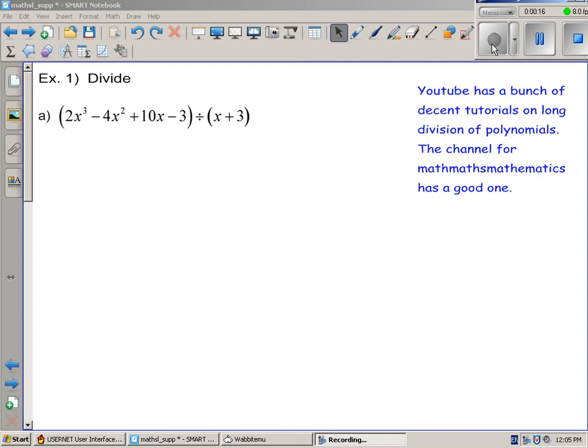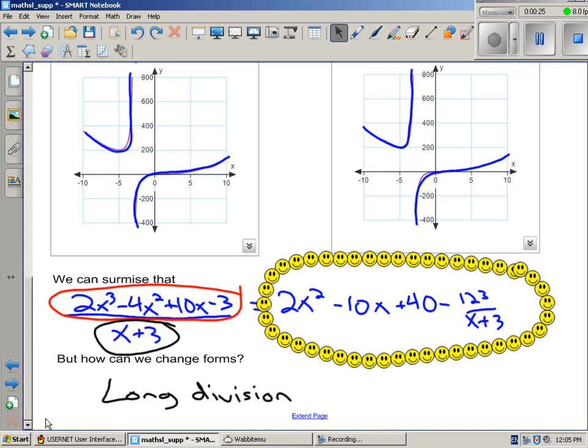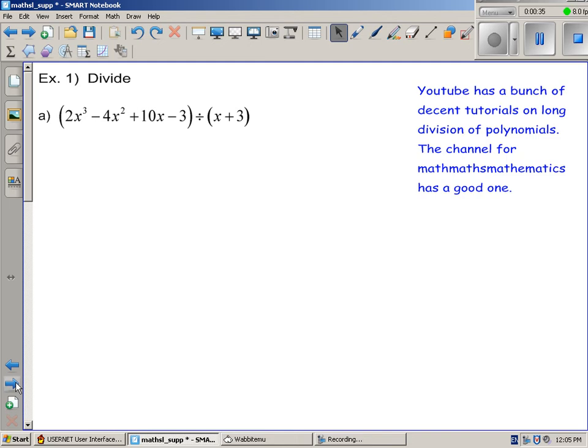Alright, so first thing we're going to do is divide 2x cubed minus 4x squared blah blah blah by x plus 3. That looks familiar. We actually did that on the last slide. That's what we have right here. And we knew that the result should be whatever's in smiley faces here. So we actually know that this should give us 2x squared minus 10x plus 40. I'm going to write this as plus negative 123 over x plus 3.